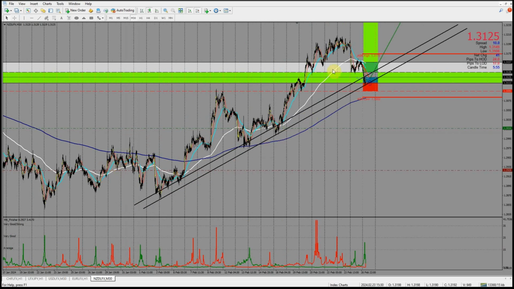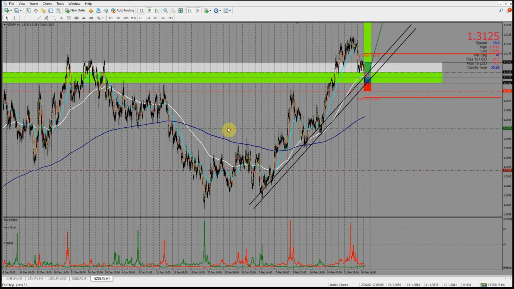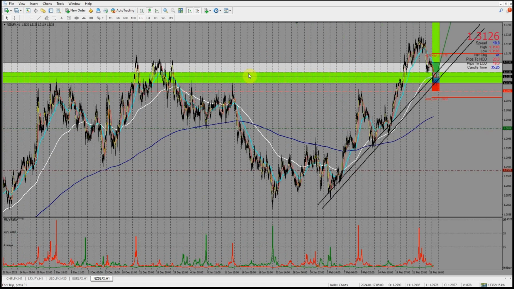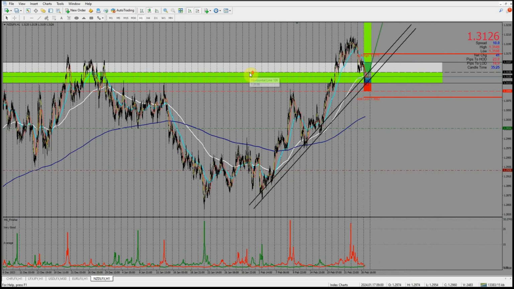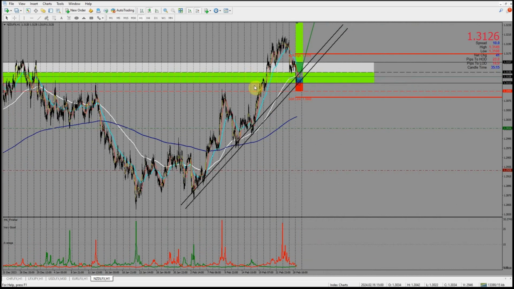Trend lines are my diagonal support and resistance, and then horizontal support and resistance, it's standard, it's just that. So I hope that makes sense, guys.